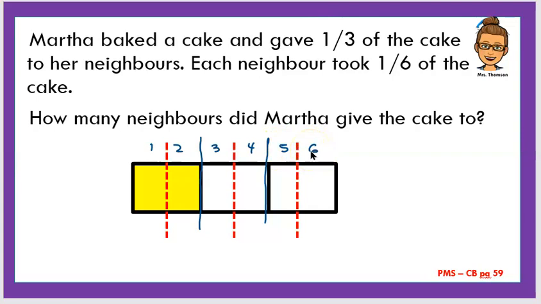Now remember that what I gave away was the part that is shaded in yellow, that 1/3 part. So the question now asks, how many neighbors did Martha give the cake to? And you can clearly see from the picture that Martha gave it to 2 neighbors because there are 2 parts. One neighbor got that part and the second neighbor got that part. So the answer is 2. By drawing, we can see that the answer is 2.